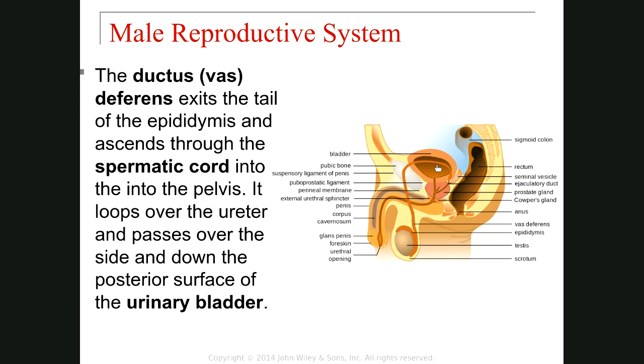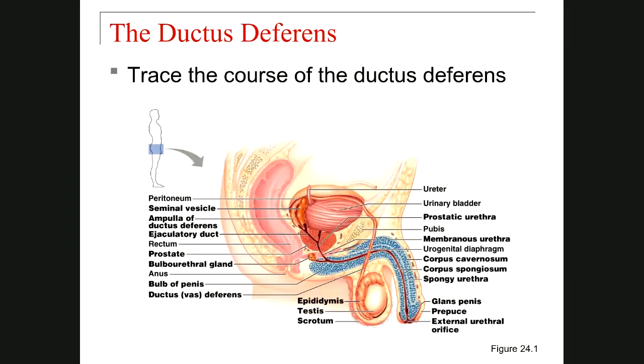It passes from both sides of the bladder, goes to the back of the bladder, and then the duct of the epididymis and the duct of the seminal vesicle merge together and make the ejaculatory duct. This structure is called a spermatic cord, and I will show you the picture later. So this is the vas deferens. This is the bladder, and you see that this vas deferens passes both sides of the bladder.